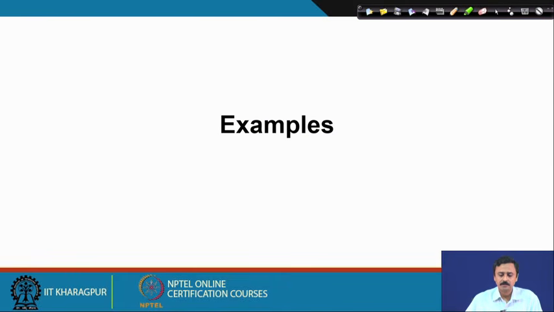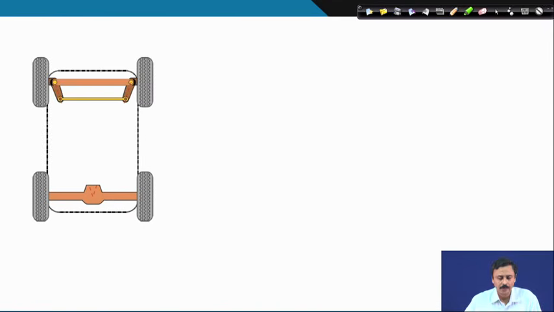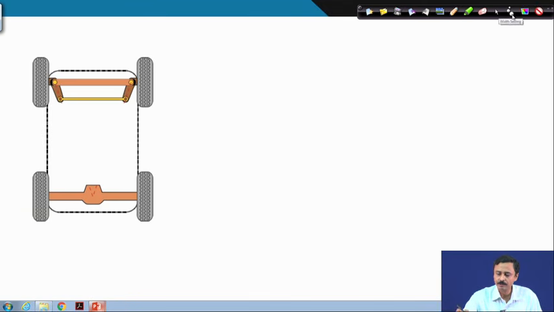Let us now go to examples. I will show you how to calculate. This example is of the steering wheel mechanism.